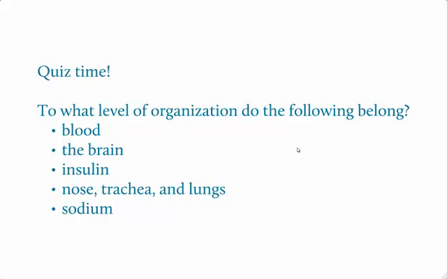The brain, hopefully you realized, is an organ. It is comprised of many, many different tissues. Insulin is a molecule. It's a protein. So it's a macromolecule, so it would go in the molecular or macromolecular level of organization.